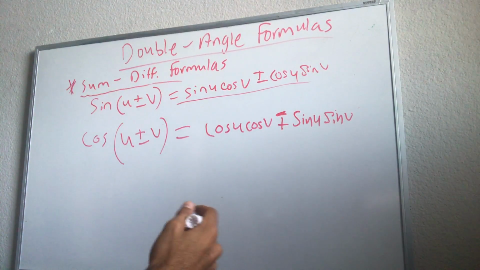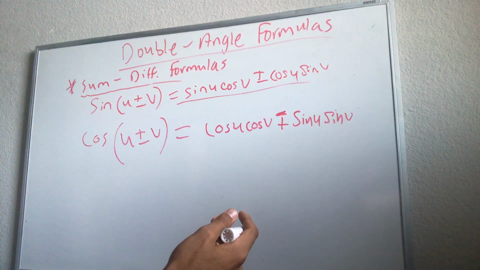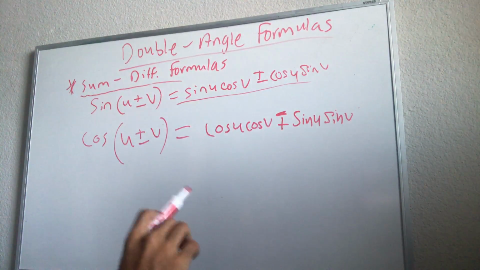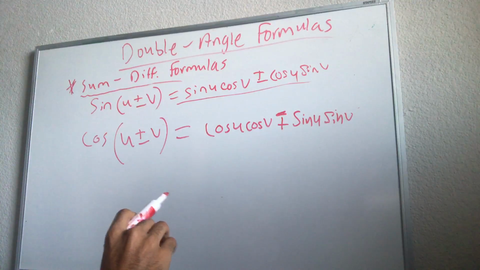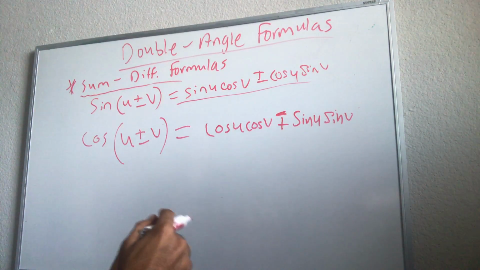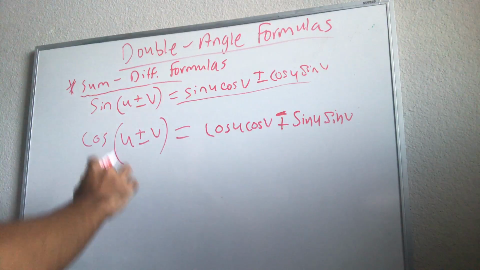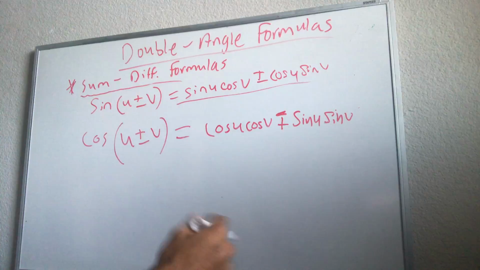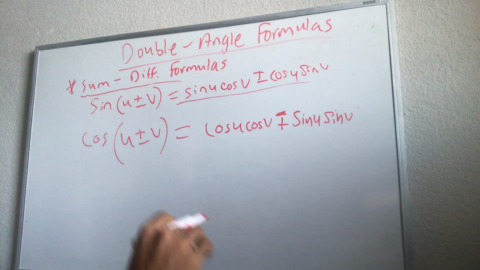If you had cosine of u minus v, you do cosine u cosine v again. Because you have cosine, you do cosine of both angles and multiply them, and then use the opposite sign. So if you had u minus v, you would do plus sine u times sine v. Those are the two basic formulas that you want to know.